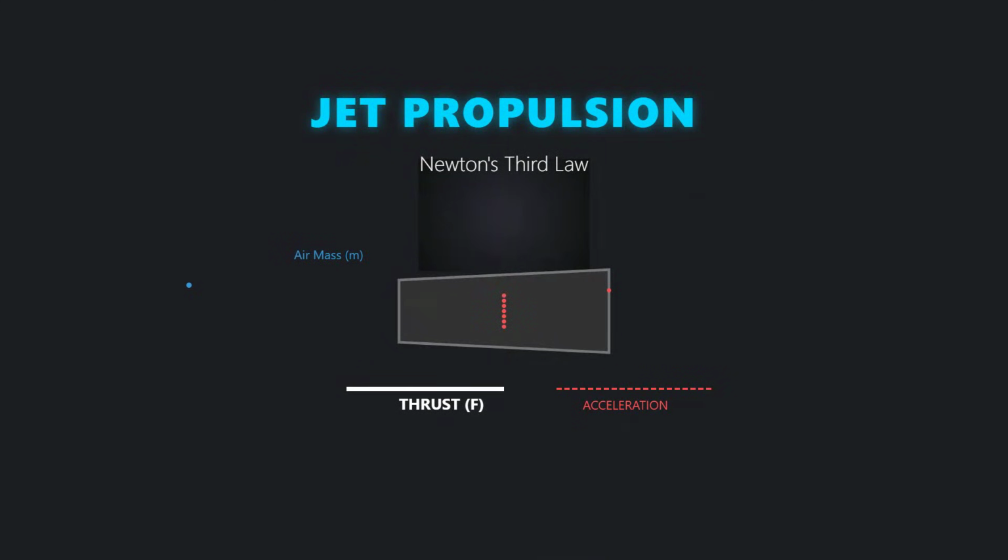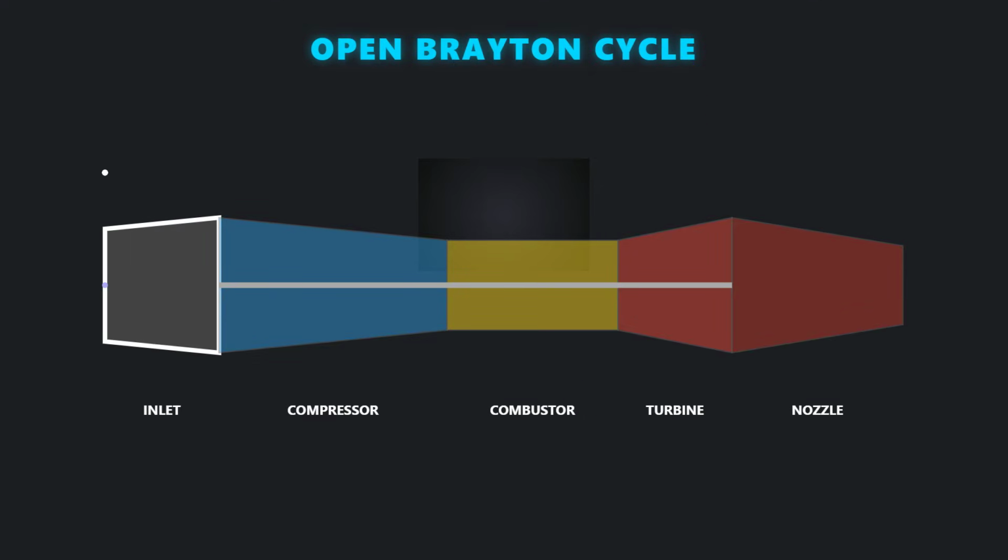Thrust generation in a jet engine is a direct application of Newton's third law, achieved by accelerating a mass of air rearward. The fundamental relationship is defined by the momentum equation. Force equals the mass flow rate multiplied by the change in velocity. Gas turbine engines utilize the open Brayton cycle to continuously achieve this high-speed acceleration.